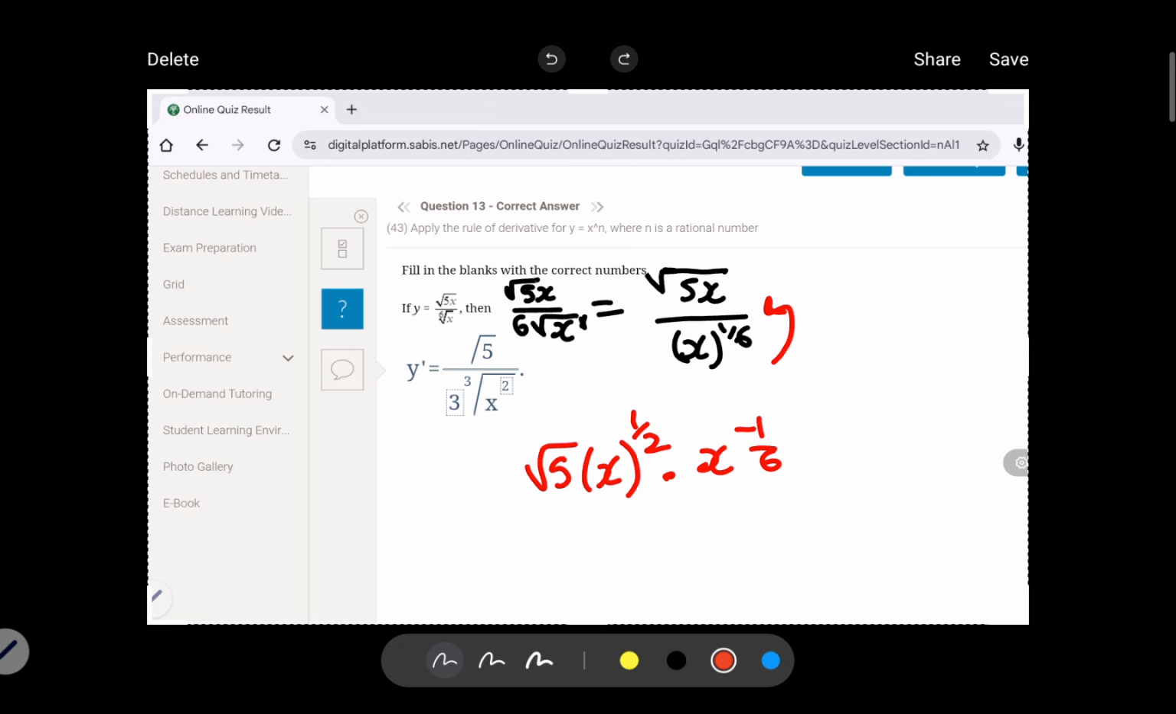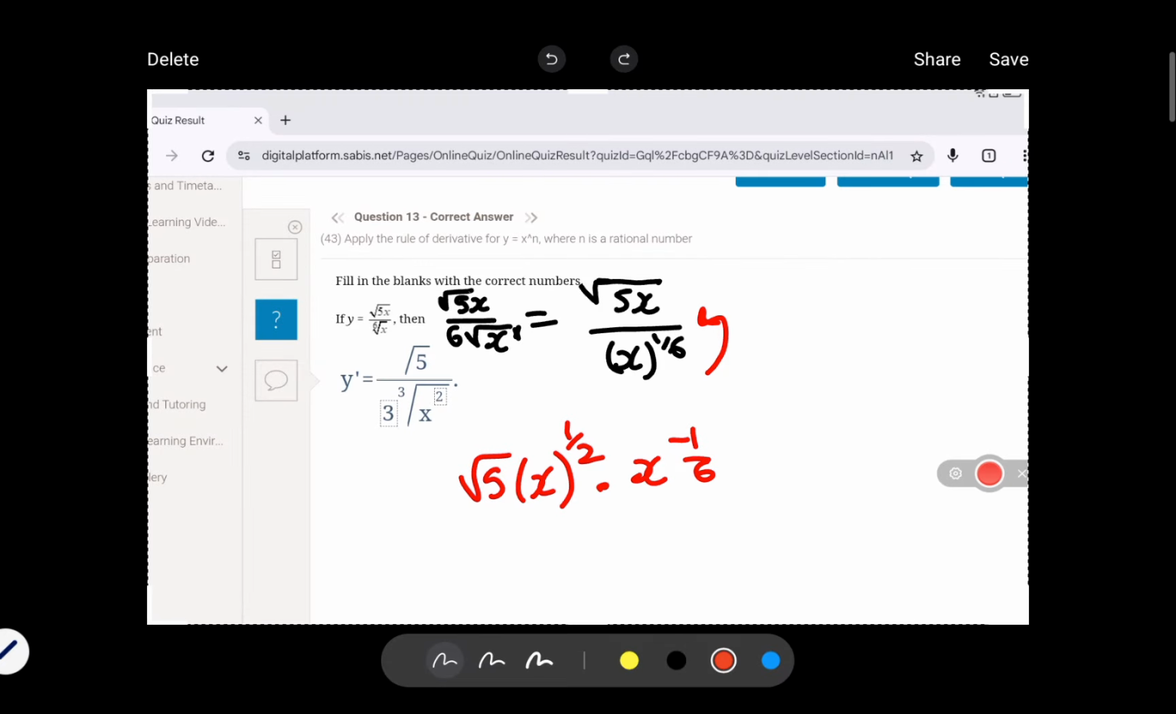We have to do this now. We put 1 over 2, 1 over 2 minus 1 over 6, which is equal to 1 over 3. So this minus this is equal to 1 over 3. You put it on the calculator, so 5 radical 5 x to the power of 1 over 3.